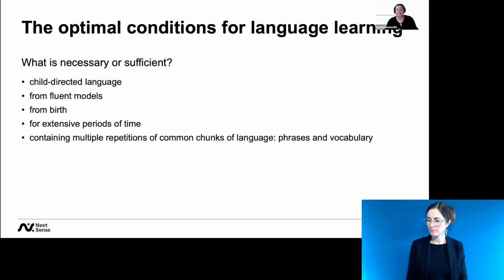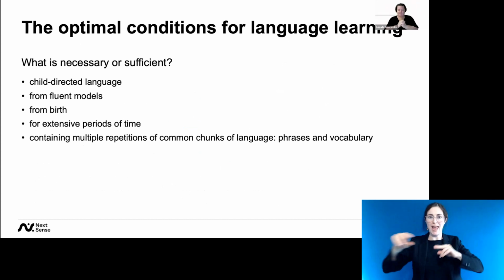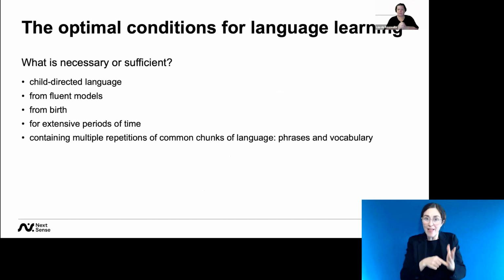So what is necessary and sufficient to actually learn language? Kids need language directed at them, not just talked around them, from fluent models, from birth or very early, for huge amounts of time, and containing many repetitions of different chunks of language.